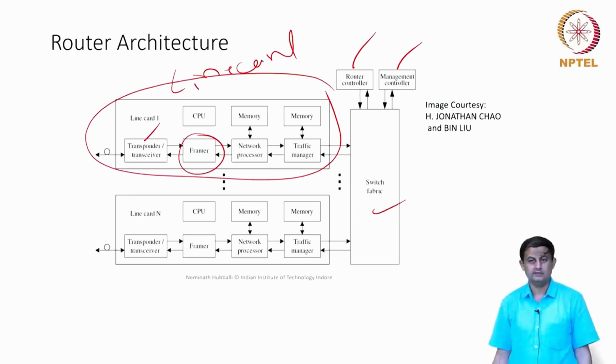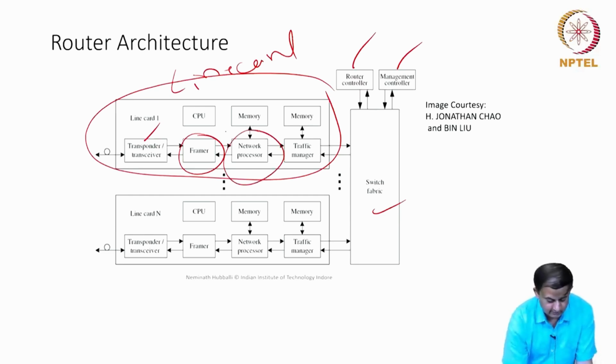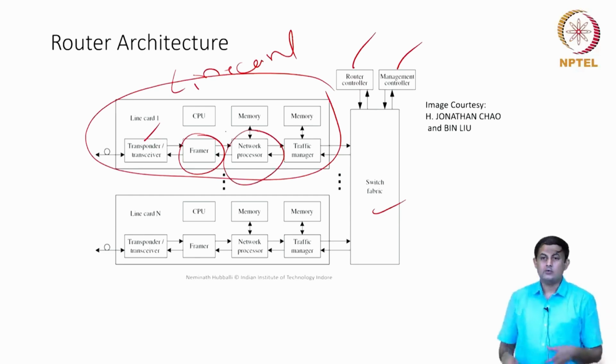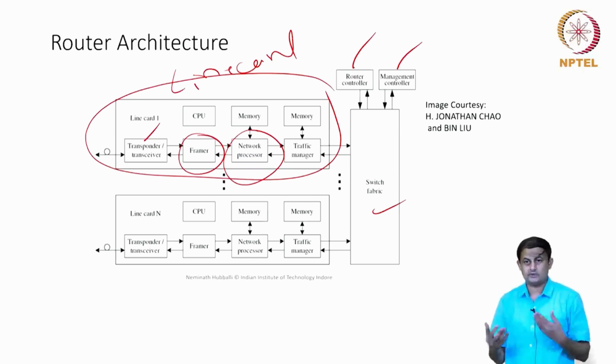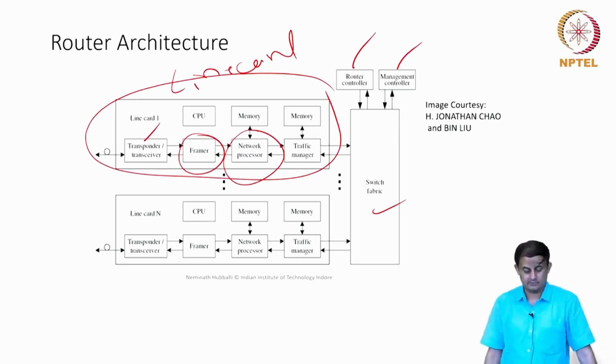That is done by this framer. And there is a processor that we call the network processor, which does this lookup operation. Because you want to do the lookup operation, there is some computation involved. You are typically searching for something. So that is done by this network processor, and it has an associated memory.